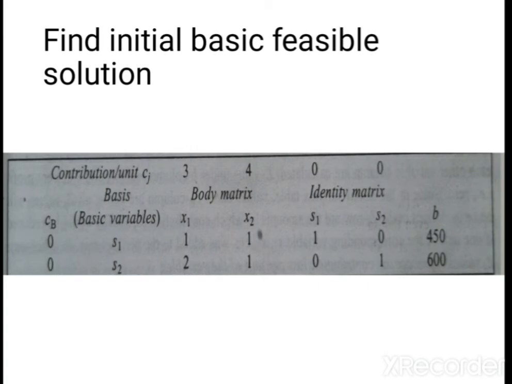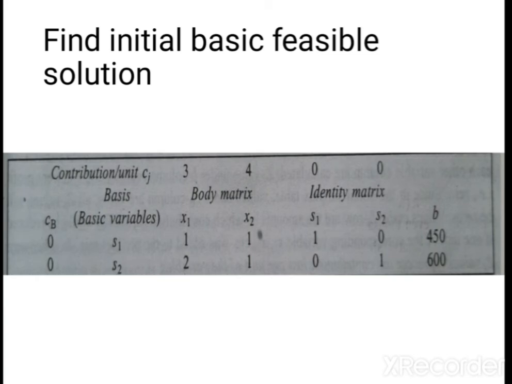Now next is the body matrix. This is the body matrix, and you have to write the body matrix here. What does it consist of? The body matrix is also called the coefficient matrix. Under the non-basic variables, x1 and x2 represent their coefficients in the constraints.